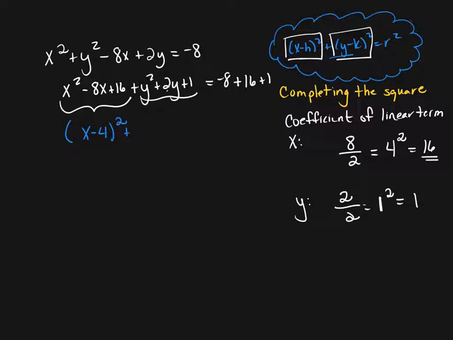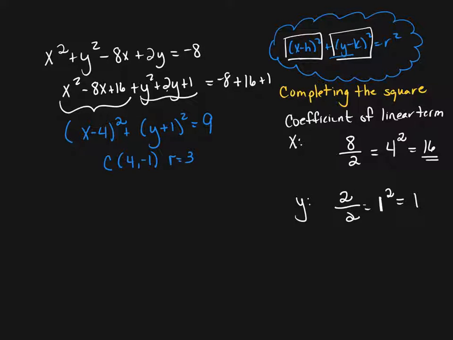Now I'm ready to factor my y's because I have a perfect square trinomial. So when I factor, I'm going to get y plus 1 squared, and then over here on the right-hand side, I just do my arithmetic. Negative 8 plus 16 is 8. 8 plus 1 is 9. So here I have a circle with its center at 4, negative 1, and its radius at 3. So we took information that we were given, and by completing the square, we found the equation of the circle.